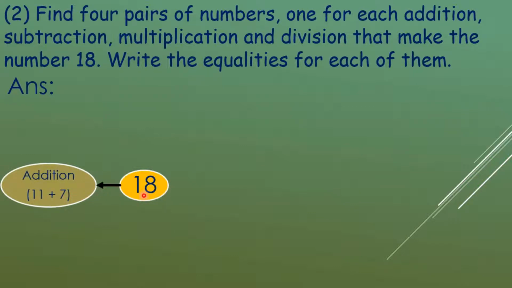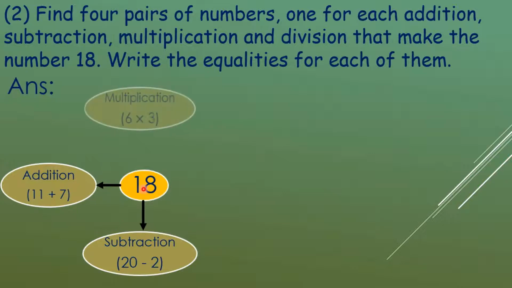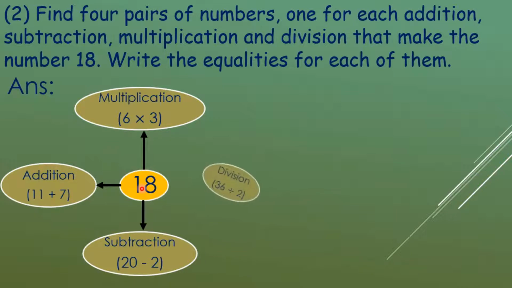Now let us find out a pair of numbers that makes the number 18 after subtraction. So for this we have 20 minus 2 is equal to 18. Now let us find out a pair of numbers that make the number 18 after multiplication. So for this we have 6 into 3 is equal to 18. And now let us find out a pair of numbers that make the number 18 after division. So for this we have 36 divided by 2 is equal to 18.